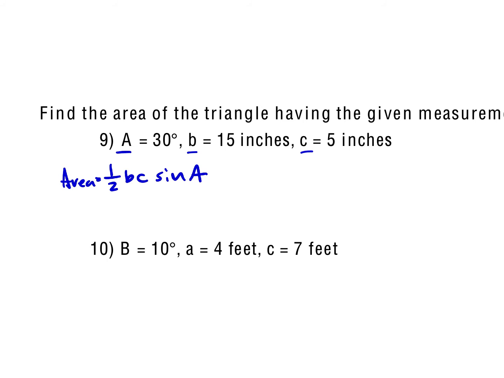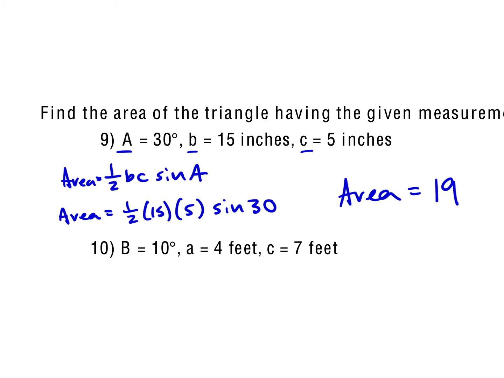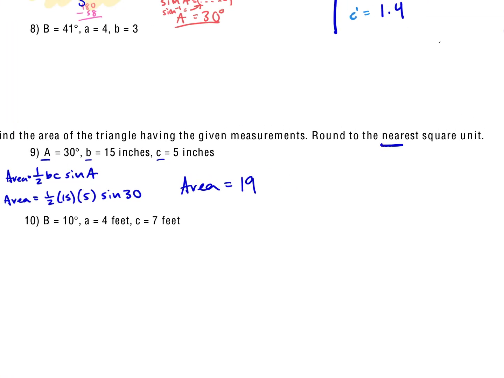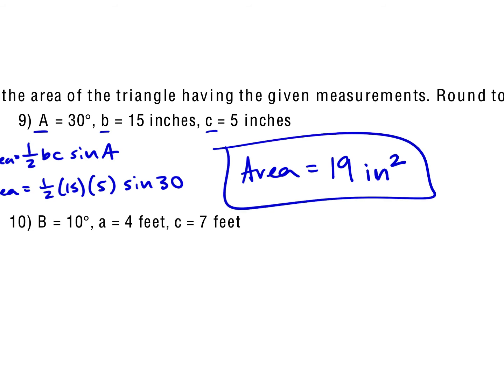So plug everything in. We have 1/2 times 15 times 5 times sine of 30. And what do we get? 19. Yep, so it rounds to the nearest square unit, so that's a whole number. So 19 what? Inches squared. Don't forget when it's area, you need your units squared.